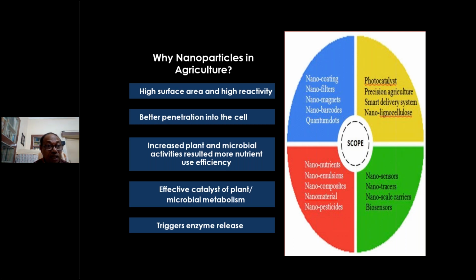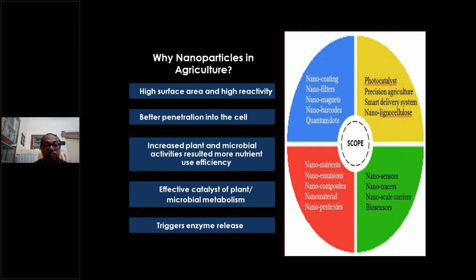Because they have high surface area and high reactivity. They have better penetration into the cell. They increase plant and microbial activities, resulting in more nutrient use efficiency. They are effective catalysts of plant and microbial metabolism, and they trigger enzyme release. There is enormous scope for using nanoparticles in agriculture.